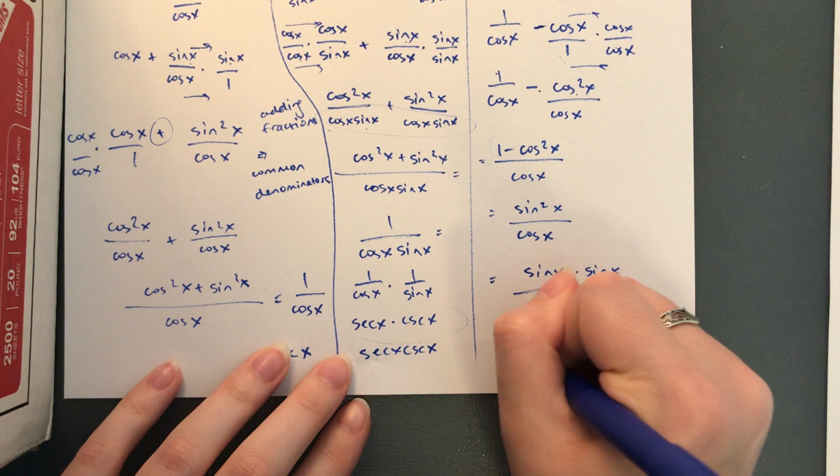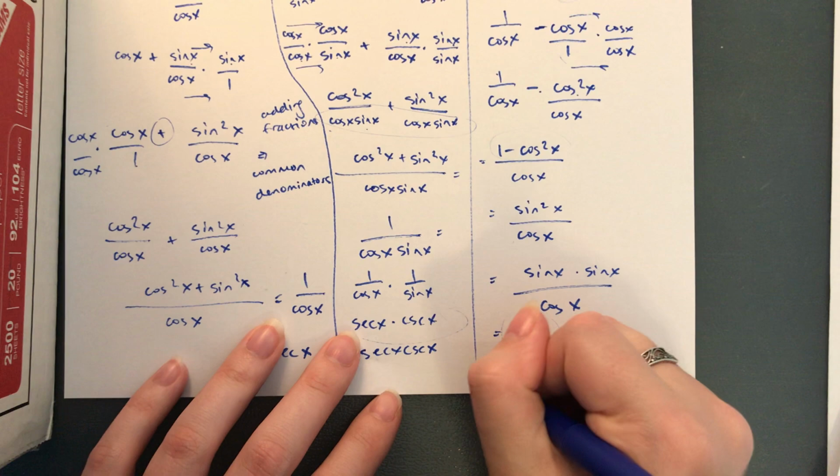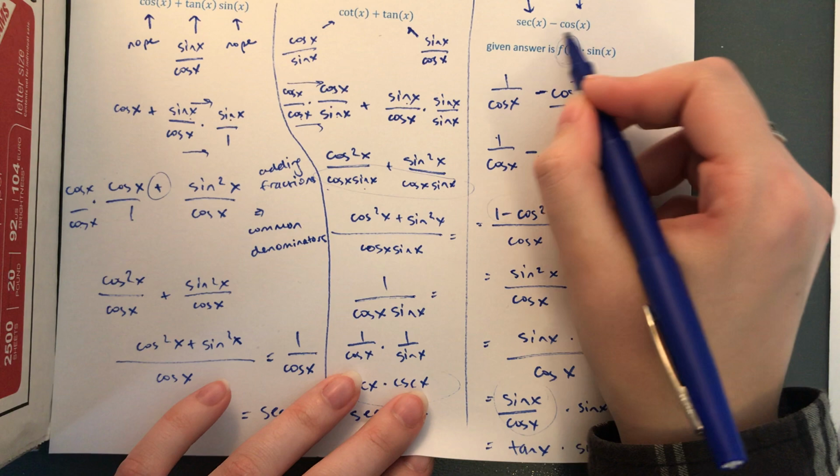And so then our last step is, well, we know sine over cosine is a special function. Sine over cosine is tangent. So our final answer is tangent x times sine x. And so in WAMAP, they want to know just what's that part out front. So your answer would be tangent.